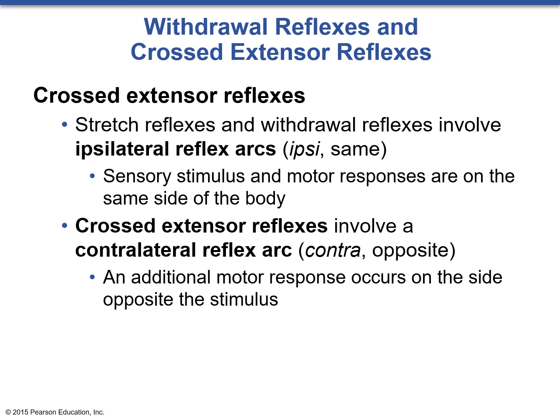A crossed extensor reflex, however, involves a contralateral reflex arc, meaning there will be things that will occur on the opposite side. So in this case, an additional motor response occurs on the opposite side of the stimulus. So if I step on something with my right foot, my left foot will also engage and have a reflexive response.